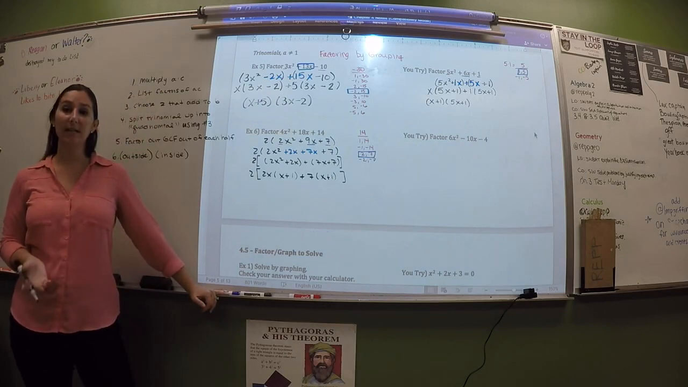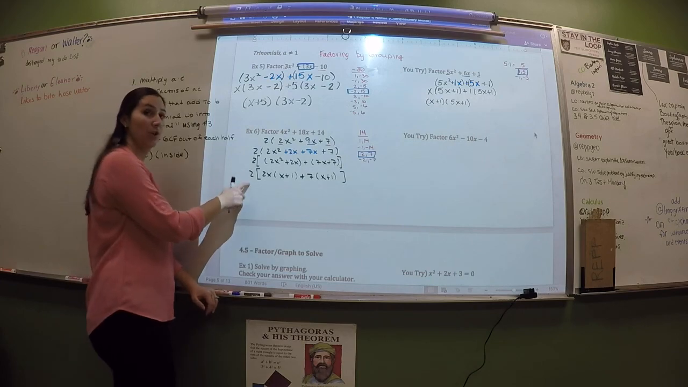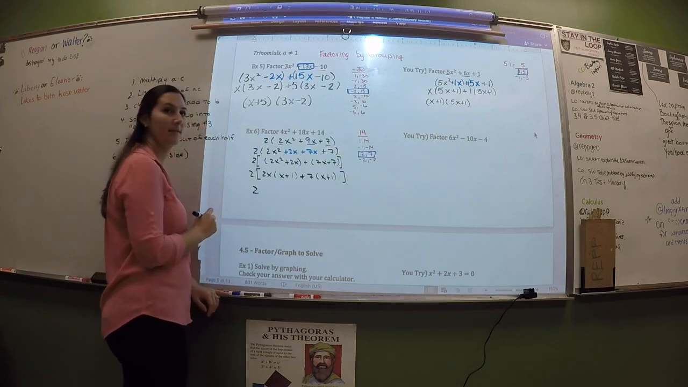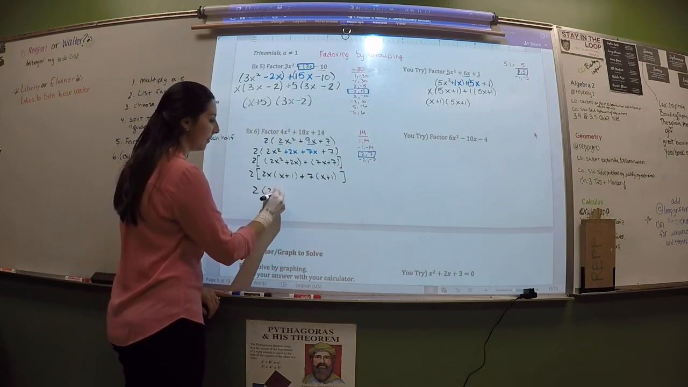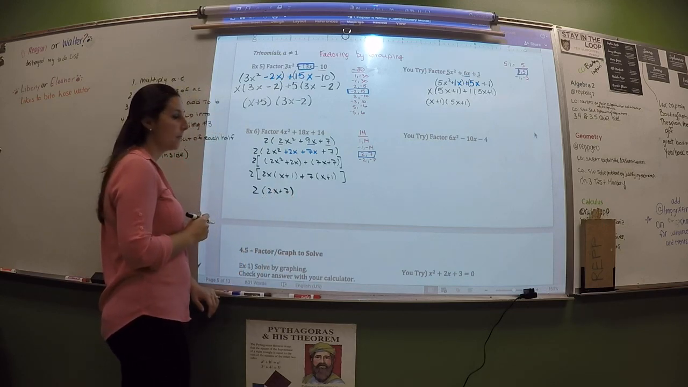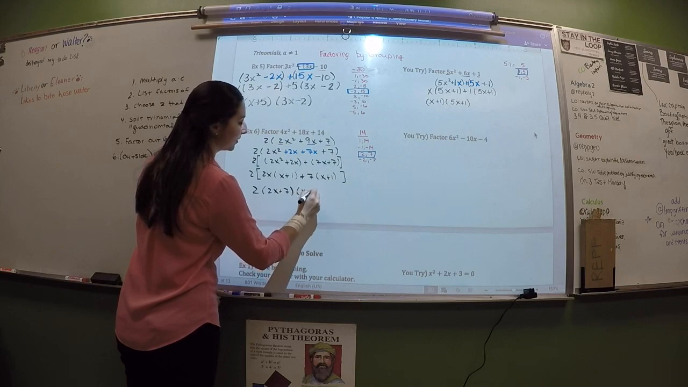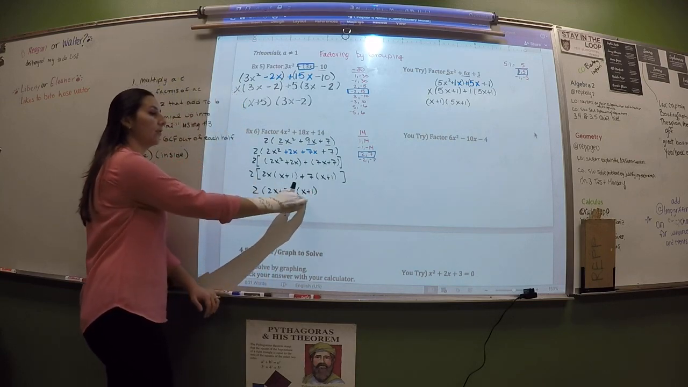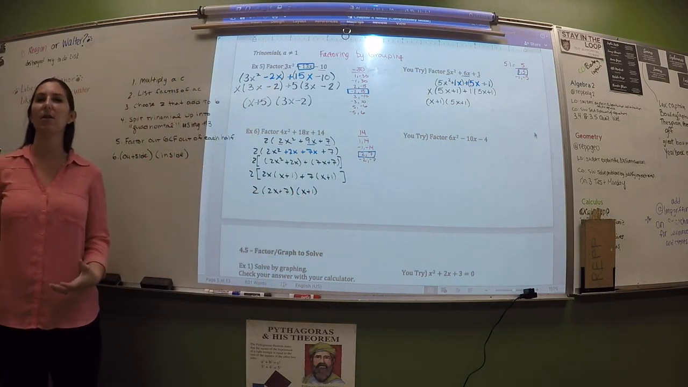Alright, now your final answer. You have your 2 from the beginning. You have the greatest common factors that you pulled out on the outside, 2x and 7. And then you have the insides, which are x plus 1. So you have 1, 2, 3 factors, but one of your factors is just a constant.